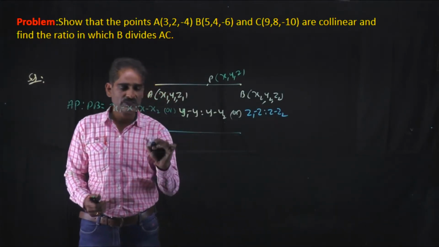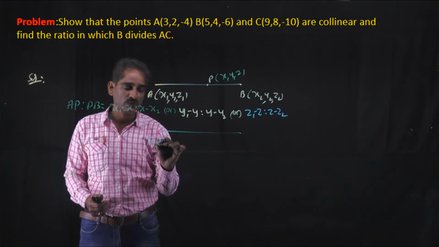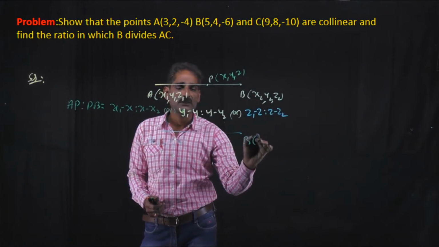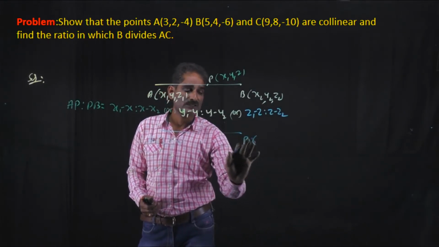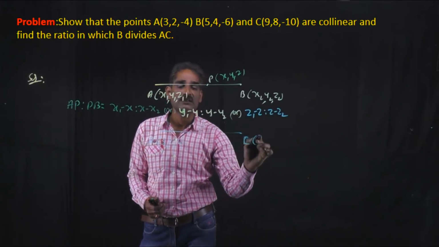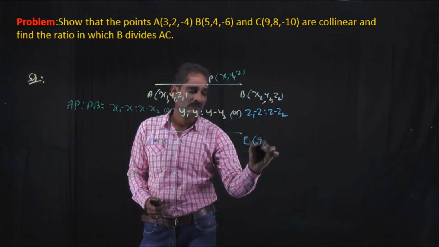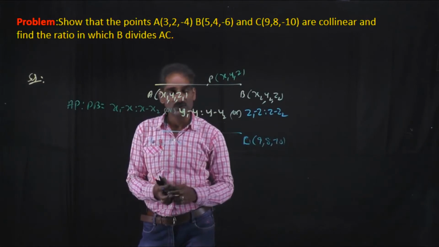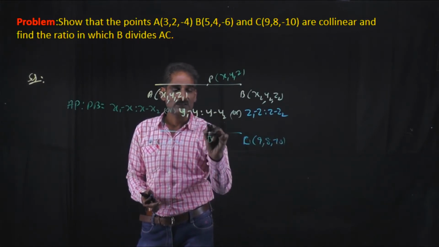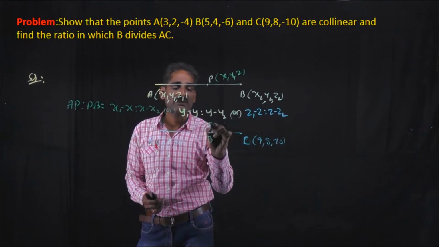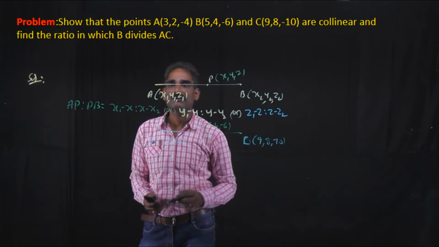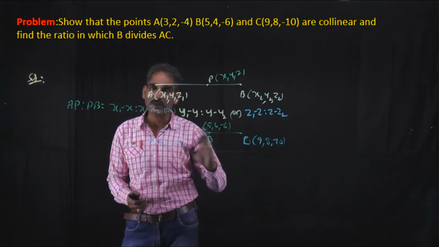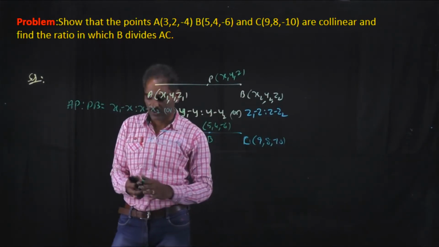So here the coordinates of A are 3, 2, minus 4. And the coordinates of C, let us take the endpoint to be C, are 9, 8, minus 10. Suppose this is the position of the point B. Here the coordinates of B are 5, 4, minus 6. So first of all, find out the ratio AB is to BC with respect to the x coordinate, y coordinate, z coordinate by using the above formula.